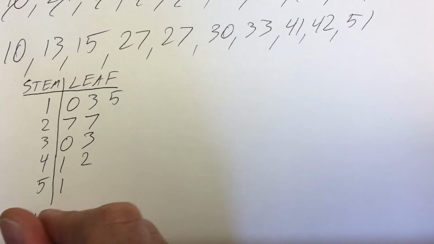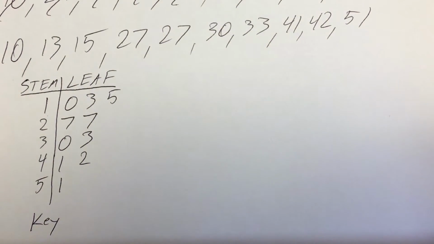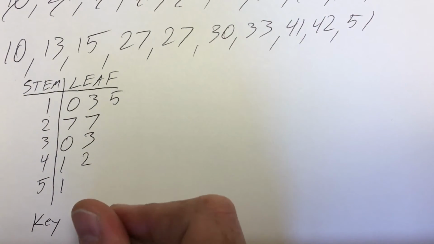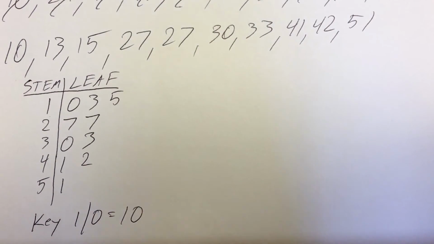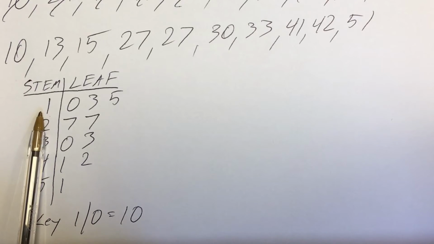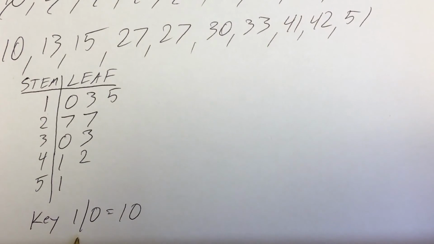It's good to always put a key on your stem and leaf plot so you can easily represent the numbers. You can take the first number, for example, 1 with a line down the middle followed by 0, would represent the number 10. Sometimes in a stem and leaf plot you'll have a couple digits for the stem or a couple digits for the leaf, so it's good to put a key on there so you can represent which number it represents, such as 10.